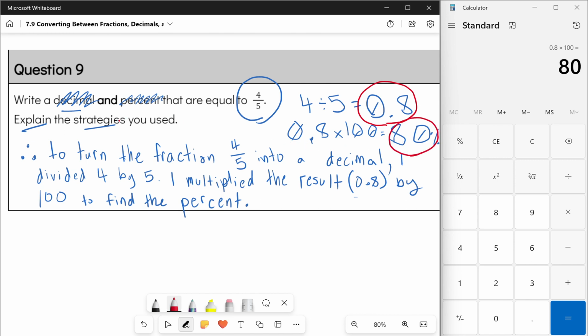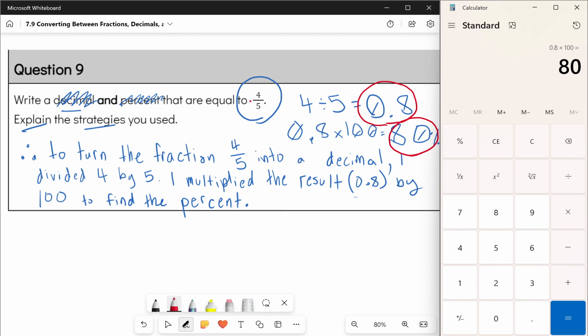So just to sum it up, I wanted to write a decimal and a percent that are equal to 4/5 and then explain my strategies. These are my strategies. To find the decimal, I recognize that a fraction is just a division operation, and I divided the top number by the bottom number, 4 divided by 5. I used my calculator for this. 0.8. So just like that, in a snap, I turned 4/5 into a decimal, 0.8. I took that decimal, 0.8, and to turn it into a percentage, I simply multiplied it by 100. This applies to any decimal. If you have a decimal version of a number and you want to turn it into a percent, you just multiply it by 100. 0.8 times 100 equals 80. 80% to be precise.